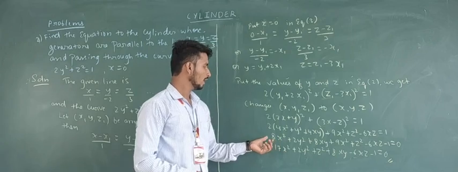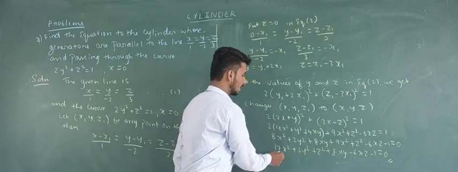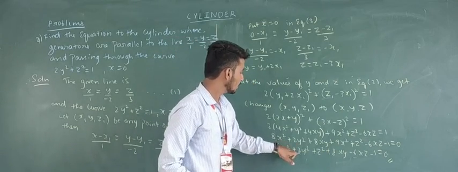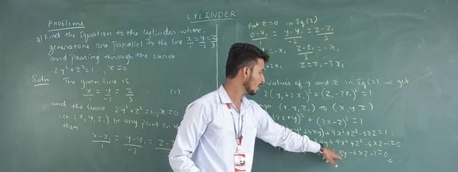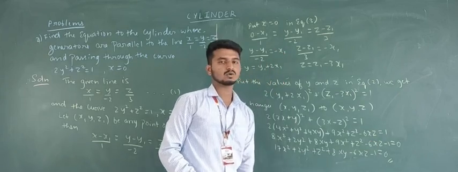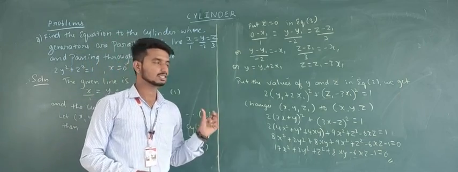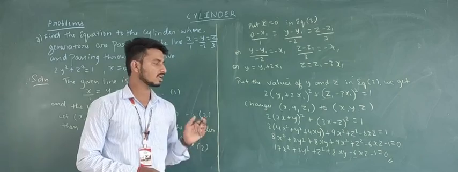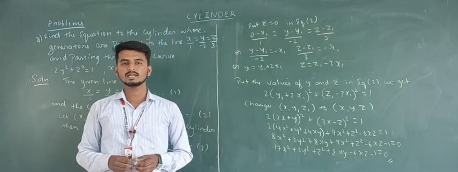Now we add 8x square plus 9x square, that will be 17x square. The remaining terms are 2y square plus z square plus 8xy minus 6xz minus 1 equal to 0. So this is the equation of the cylinder. This is about the two problems. In the next class we will discuss some more problems on the equation of a cylinder. Thank you. We will continue in the next class.